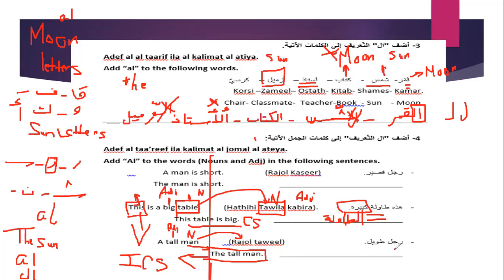What do I say here? الرجل الطويل. Okay, so you need to add L to them. But guys, what should we put above Ra and Ta? We should put Shadda. So I have to see the starting of this letter. Is it a moon letter or is it a sun letter? If it is a sun letter, by looking at the list, you have to add Shadda to it, even if you are adding L to the sentences. So you have to add Shadda to it, okay?